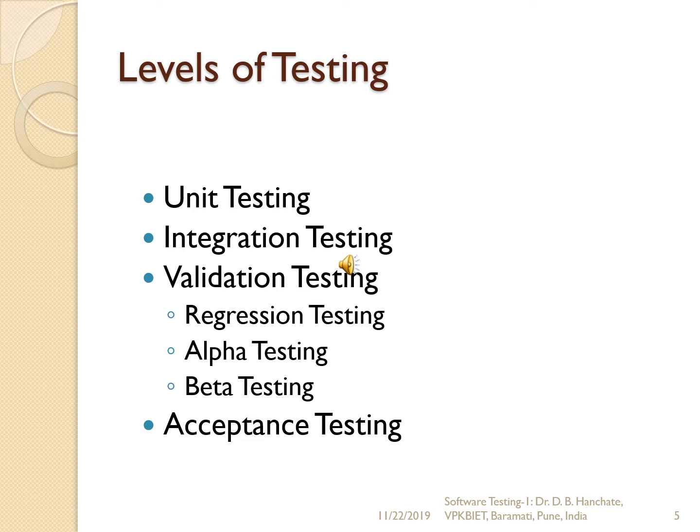We see the levels of testing now. The first is called unit testing. Then we do integration testing. Then we have validation testing. In validation testing, we do alpha testing, beta testing, and the fourth one is acceptance testing, which is the last one. These are the levels of testing we used to do in software development.